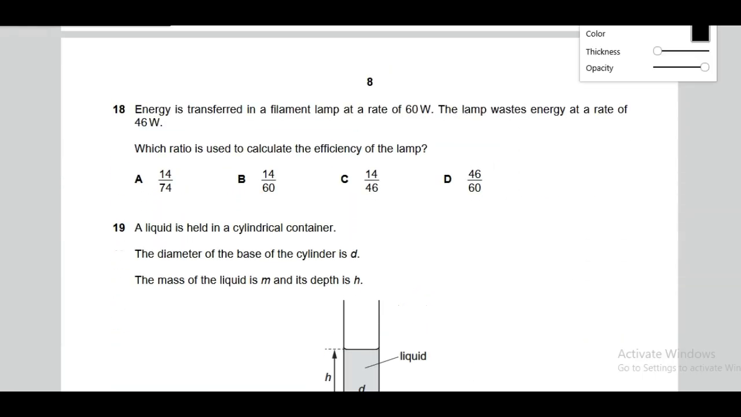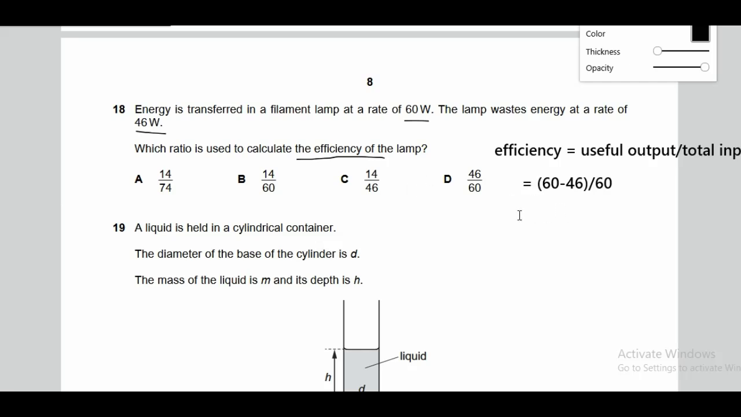Question 18. Energy is transferred in a filament lamp at a rate of 60 watt. The lamp wastes energy at a rate of 46 watt. Which ratio is used to calculate the efficiency of the lamp? Now we know that the efficiency is equal to the useful output power divided by the total input power. Now the total input power is 60 watt and the useful output power is the total input minus the wasted output. So 60 minus 46 divided by 60, that is 14 divided by 60. And that is option B, which is our answer.